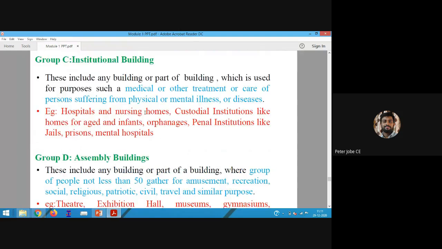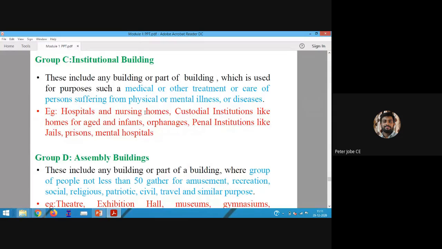And next is group C, institutional buildings. Let us see what is meant by an institutional building. So these include any building or part of the building which is used for a purpose such as medical or other treatment or care of persons suffering from physical or mental illness or diseases. So mainly institutional buildings will include hospitals.